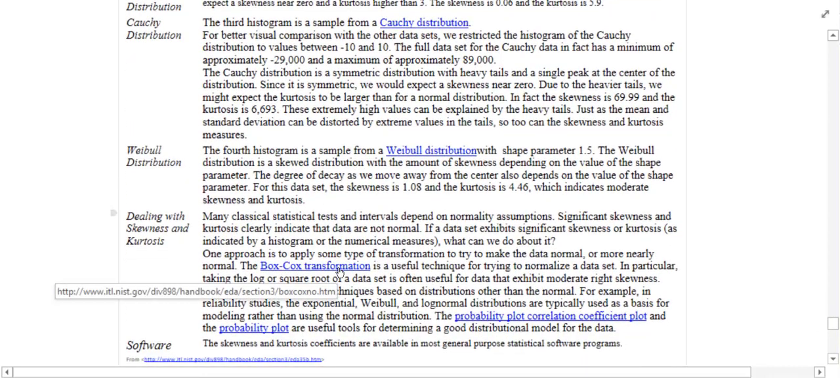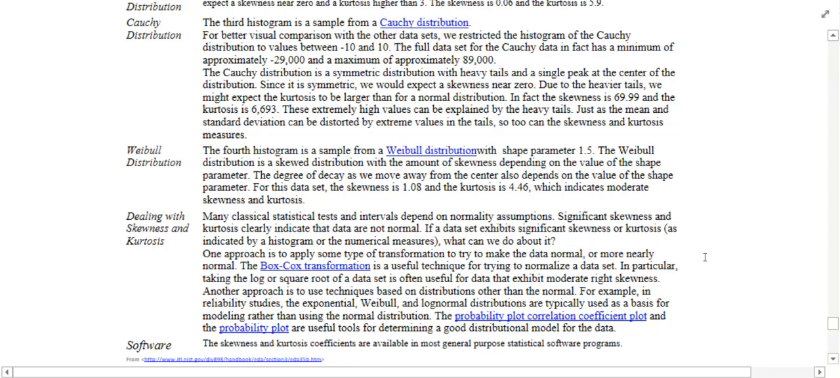Many classical statistical tests and intervals depend on normality assumptions, which we talked about some, and significant skewness and kurtosis would indicate that the data is not normal. So if a data set exhibits significant skewness or kurtosis, as indicated by a histogram or some numerical measure, what do we do? One approach is to apply some transformation to the data to try to make it more nearly normal. One of these is the Box-Cox transformation.